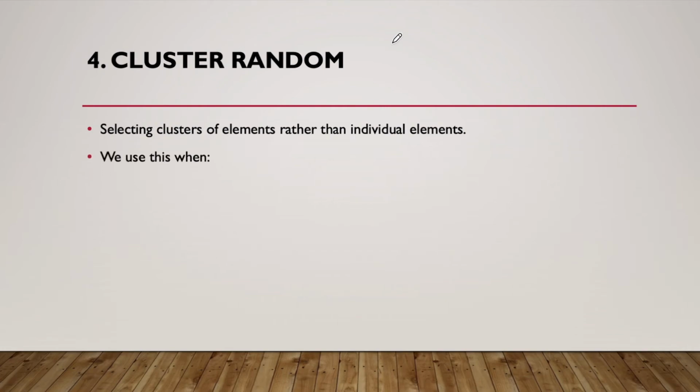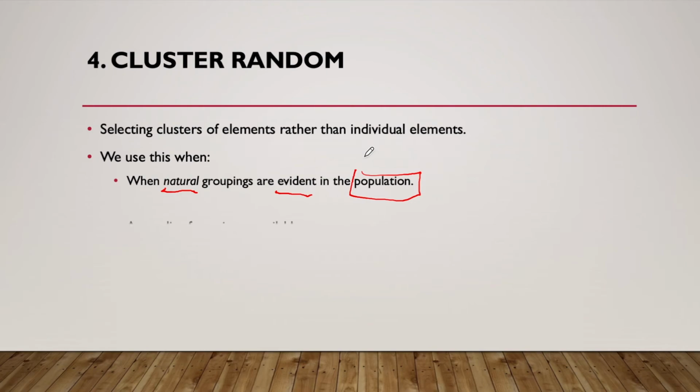So we use this when natural groupings are evident in the population itself. When there are natural groupings in the population, which are evident, and a sampling frame is not available. If the sampling frame is not available, one can always resort to using cluster sampling.